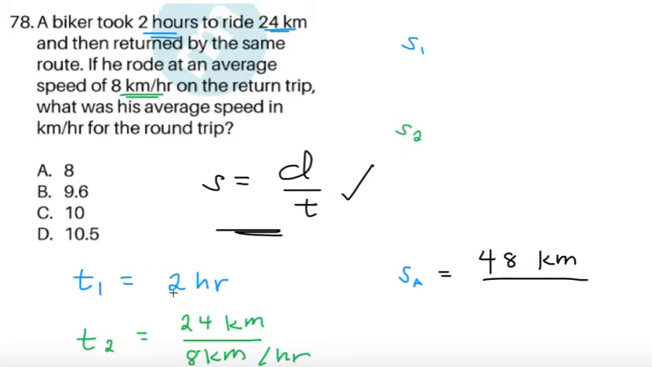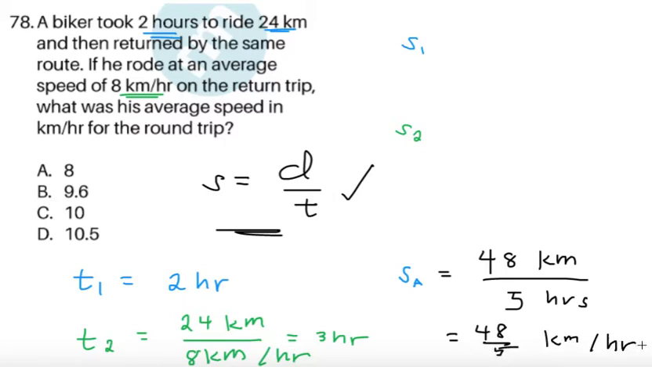The first part of the journey is reported to be 2 hours. For the latter part of the journey, it's not given, but we can get it because the return trip is 24 kilometers long and the biker rode at an average speed of 8 kilometers per hour. We can use this formula: time equals distance divided by speed. So 24 kilometers over 8 kilometers per hour gives you 3 hours. Time 1 is 2 hours, time 2 is 3 hours, so the total is 5 hours. So the average speed is 48 over 5 kilometers per hour.